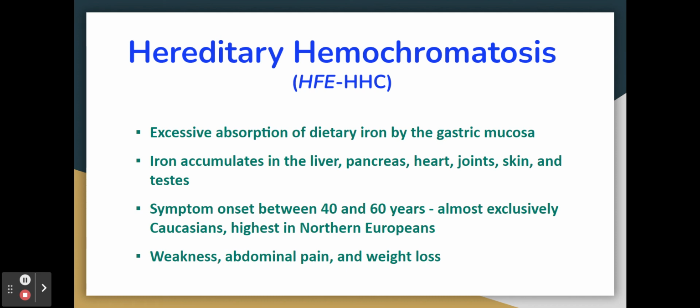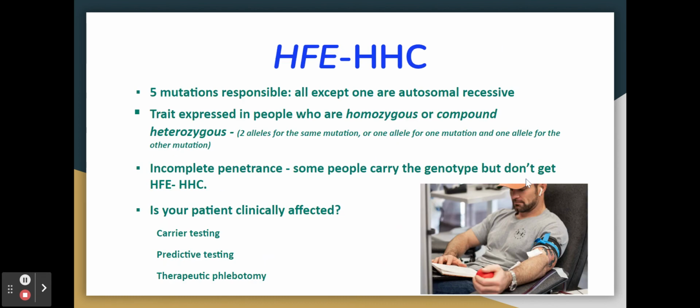Symptoms in the beginning are vague and mostly have to do with liver damage: weakness, abdominal pain, and weight loss. You can see joint pain as it accumulates in the joints. Eventually, the iron deposits in the heart will make it harder for the heart to work, and you'll end up with heart failure.